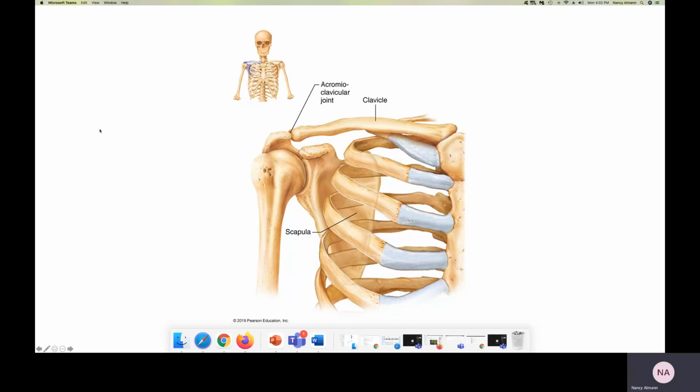The clavicle and the scapula will articulate with one another at the acromioclavicular joint. About 10% of shoulder dislocations are actually dislocations of that joint. The scapula will articulate with the head of the humerus in that glenoid fossa that we mentioned when we talked about fossas.